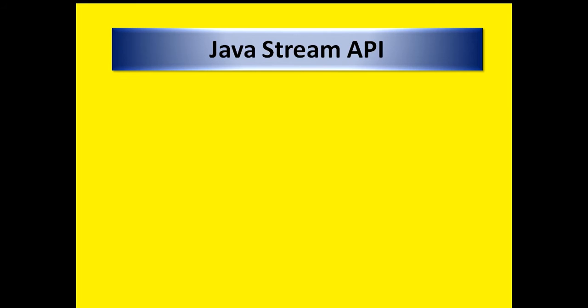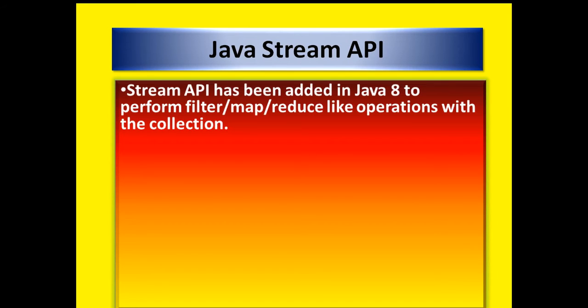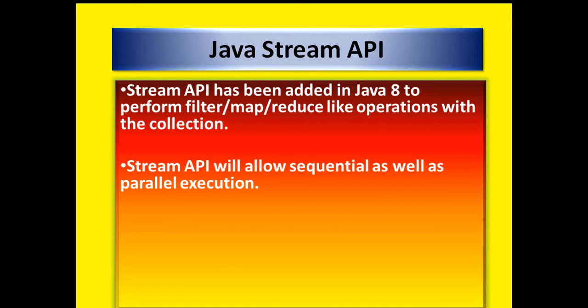Okay, so this Stream API has been added in Java version 8 to perform filter, map, reduce operations with the collection. Using this Stream API we can achieve sequential as well as parallel execution of the collection.